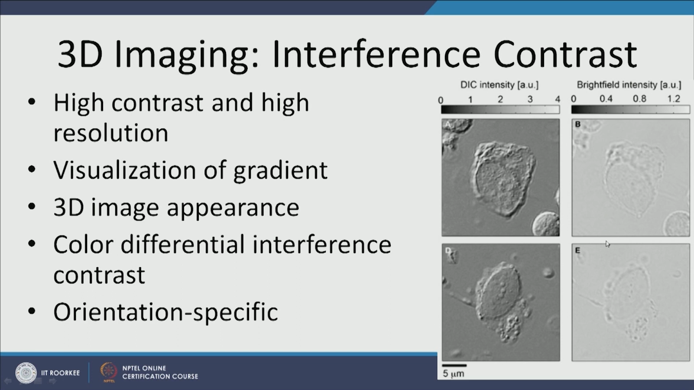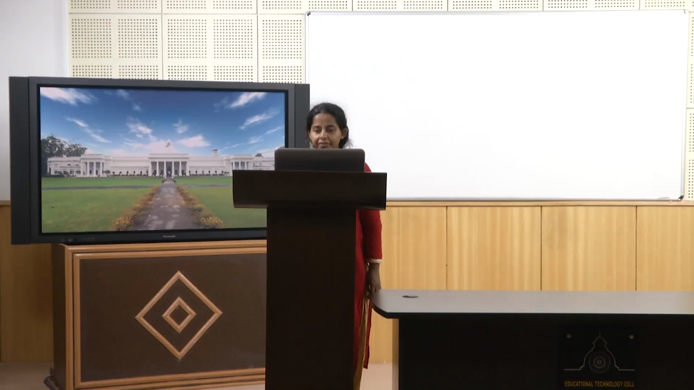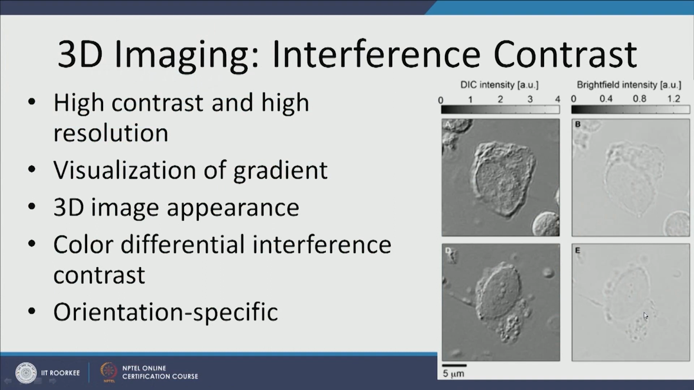On the right, if you observe, we have 4 panels. The left panels, top and bottom, are DIC, which is differential interference contrast microscopy, and the right side panels are bright field intensity, which are images captured by the light microscope that we studied earlier. So we see from the light microscope the contrast is not very beautiful. We can barely make out the outline of the cell.